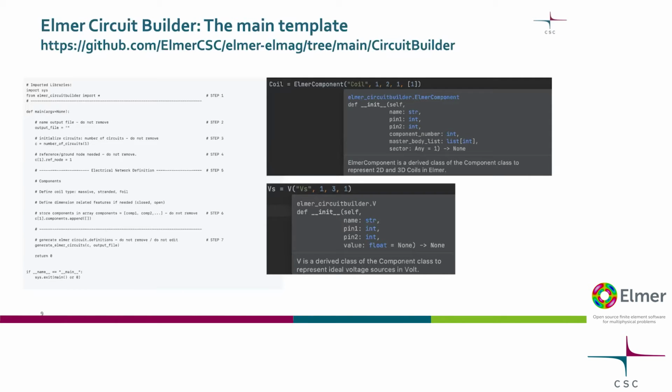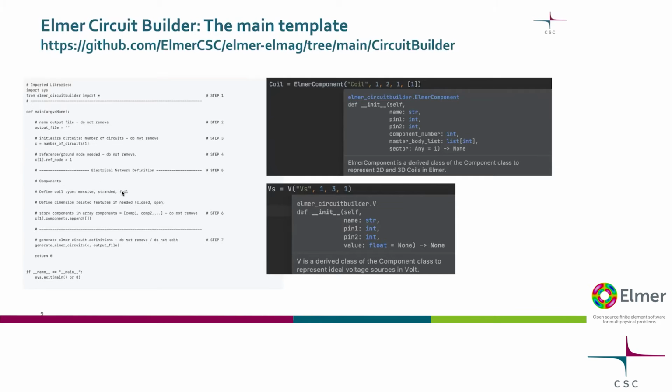So, as I said, it's a lot of steps, and if it's the first time using it, it might be confusing. So let's just look at the main template. And the main template is actually added in our GitHub repository, and I will go through that later. But basically, it gives you all the steps that I mentioned earlier in this particular template. So for instance, here we have step 1. You include your library. You need a name for your output file, how many circuits you're going to have in the problem. So you can do more than one. Reference node. You assign all the components that you need.